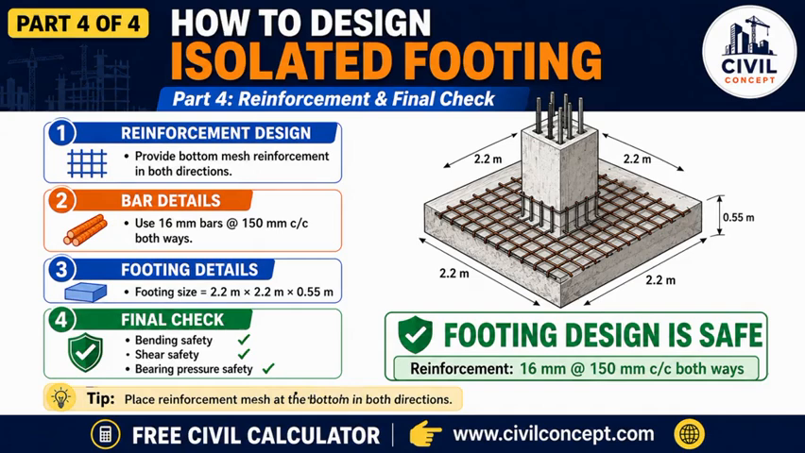Now, final checks are required. Check bending safety, check shear safety and check bearing pressure safety. After completing all these checks, the footing design is safe. So, the final design is footing size equals 2.2 meters by 2.2 meters by 0.55 meters. Reinforcement equals 16 mm bars at 150 mm center to center spacing both ways at bottom.